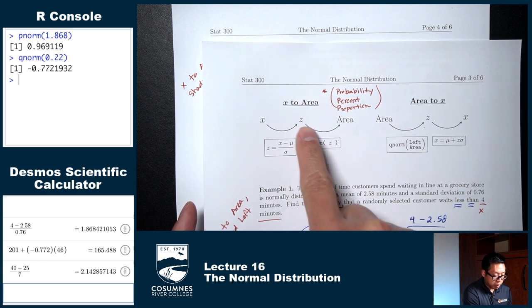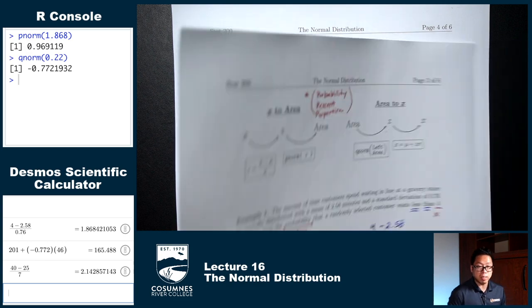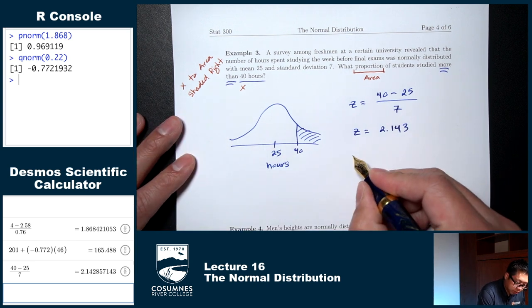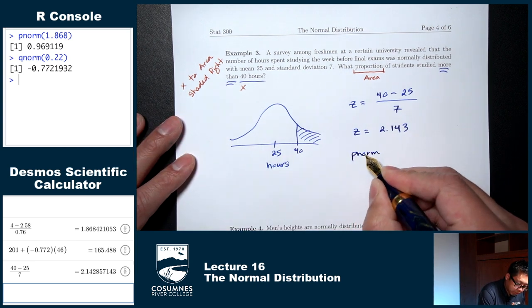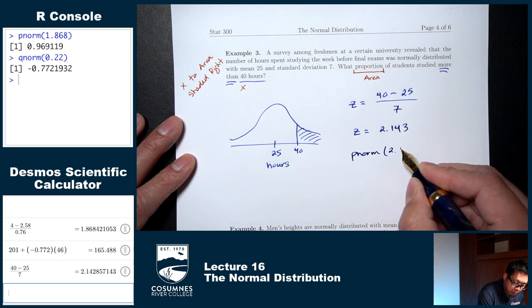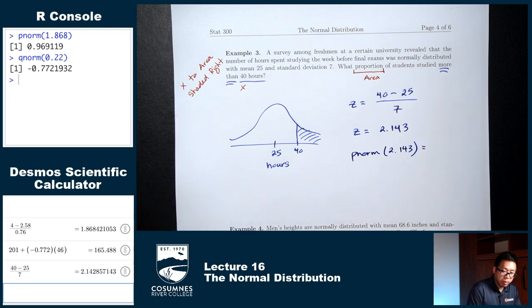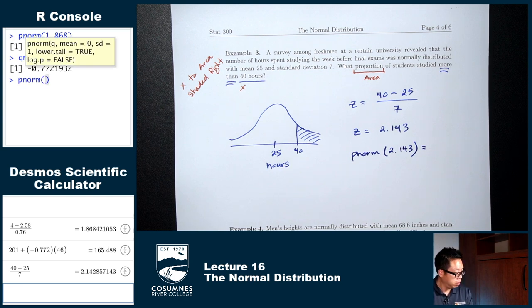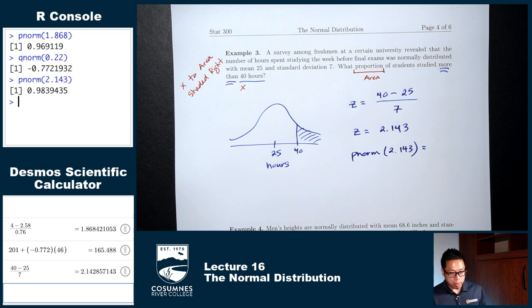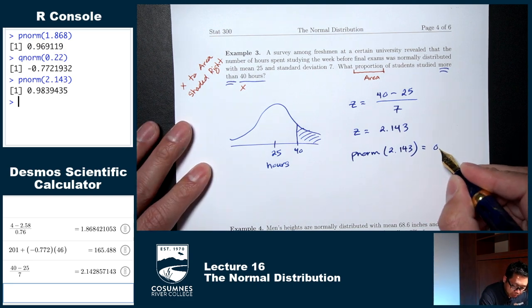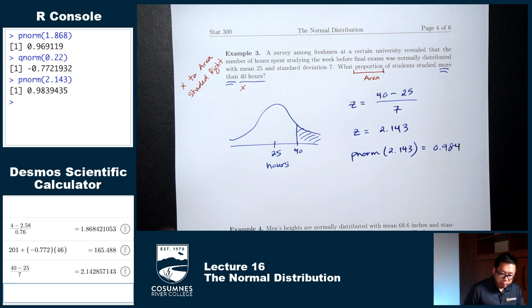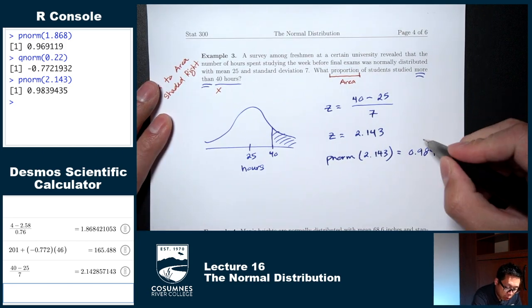Next step is to go from z to area using pnorm. So we're going to pnorm that z. In R, we pnorm 2.143. Rounded to three decimal places, this is 0.984. One thing to remember is that pnorm, you feed it a z, it's always going to spit out the left area. So this 0.984 is a left area.